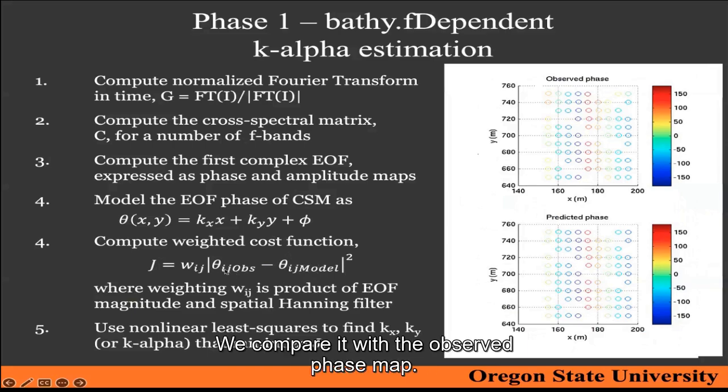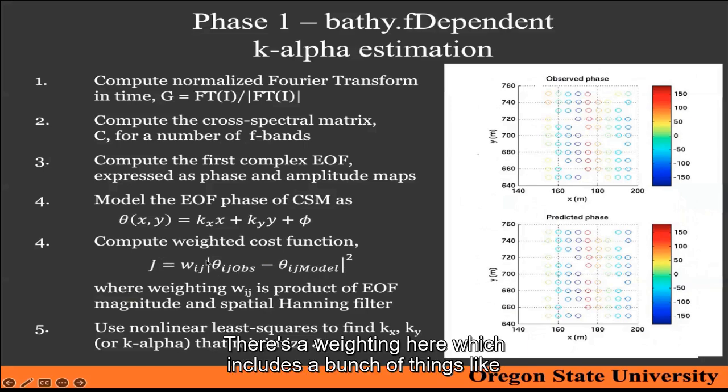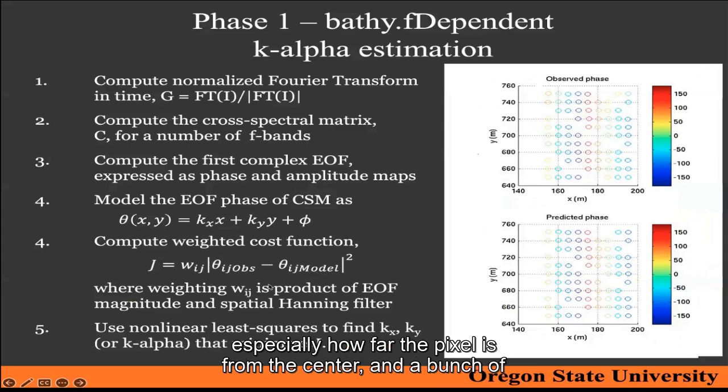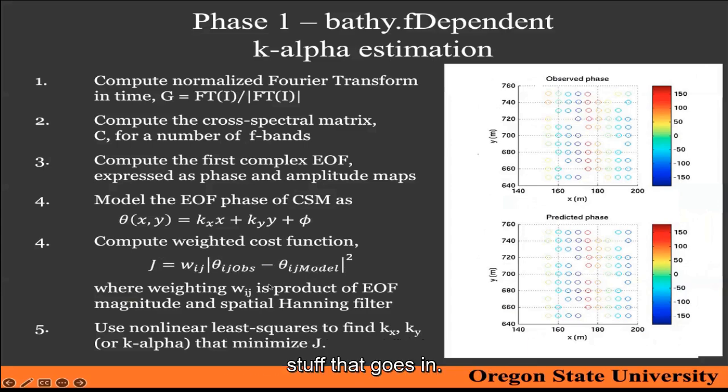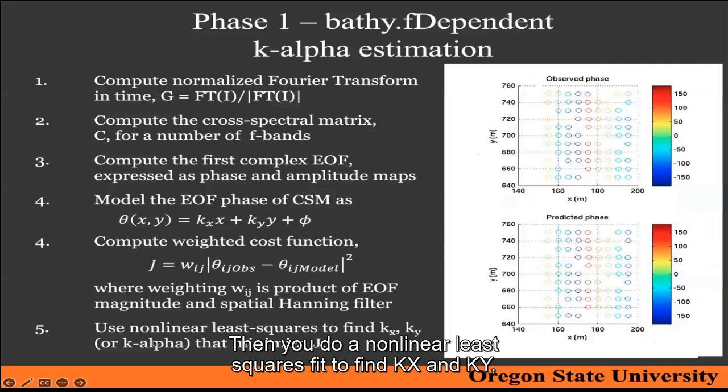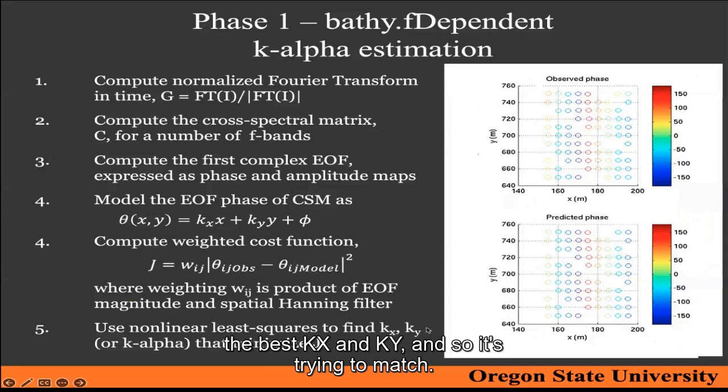We compare it with the observed phase map. There's a weighting here, which includes a bunch of things, especially how far the pixel is from the center, and a bunch of stuff that goes in it. Then you do a nonlinear least squares fit to find kx and ky, the best kx and ky.